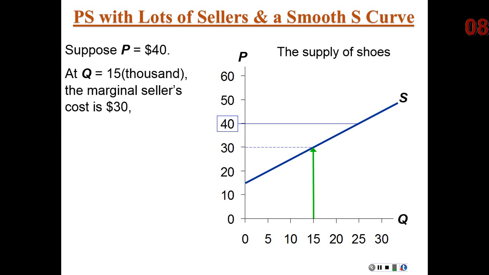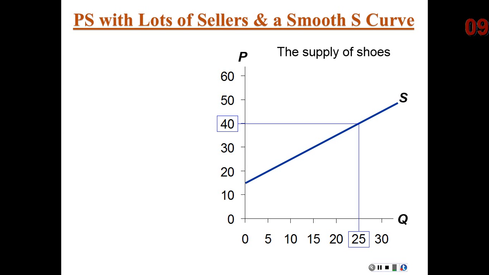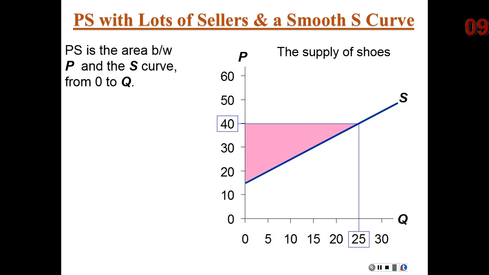Now, if the price is 40, then that marginal seller, the 15th marginal seller, would have a producer surplus of how much? The 40 minus the 30, or $10, right? So that would be the producer surplus for just that marginal seller if the price was 40. But what would be the producer surplus if the price was 40 for this entire market?